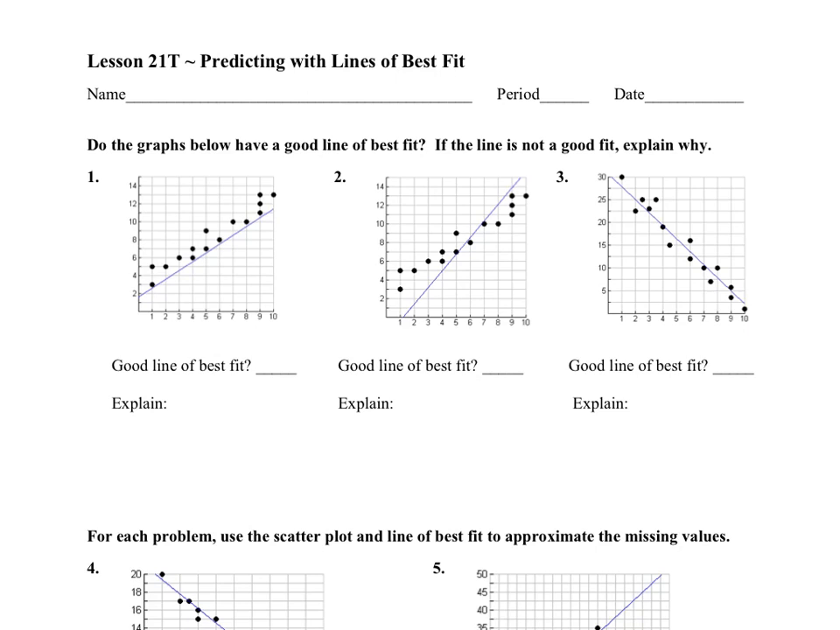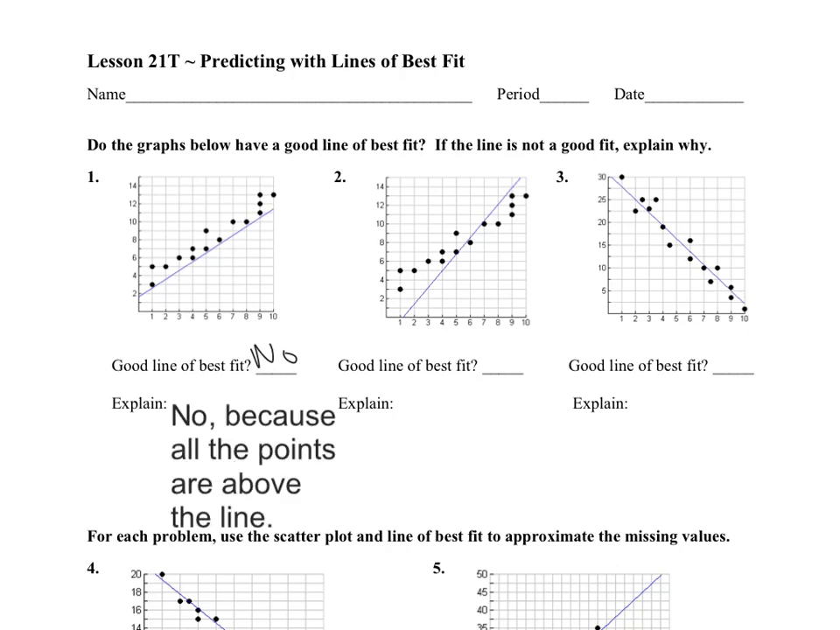So number 1, is that a line of best fit, yes or no? The answer would be no, it doesn't. Why? Because all the points are above the line. So there you have it for number 1. No, it's not a line of best fit because all the points are above the line.